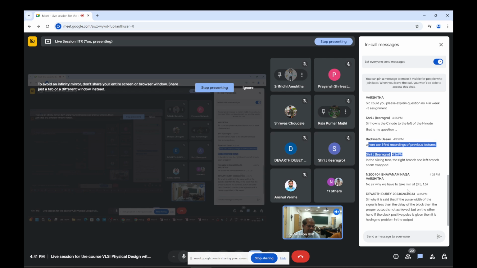This one is done. Slicing tree: right branch and left branch seems swapped actually. Somebody asked a question in the paper, and it is not very clear actually. It is said that if the pulse width of the applied signal is less than the delay of the clock, then the desired output is not expected.